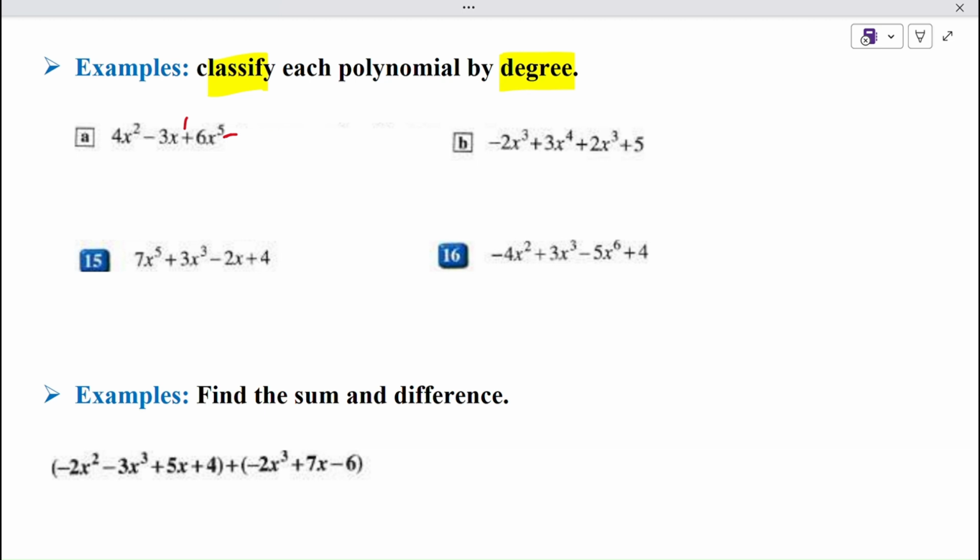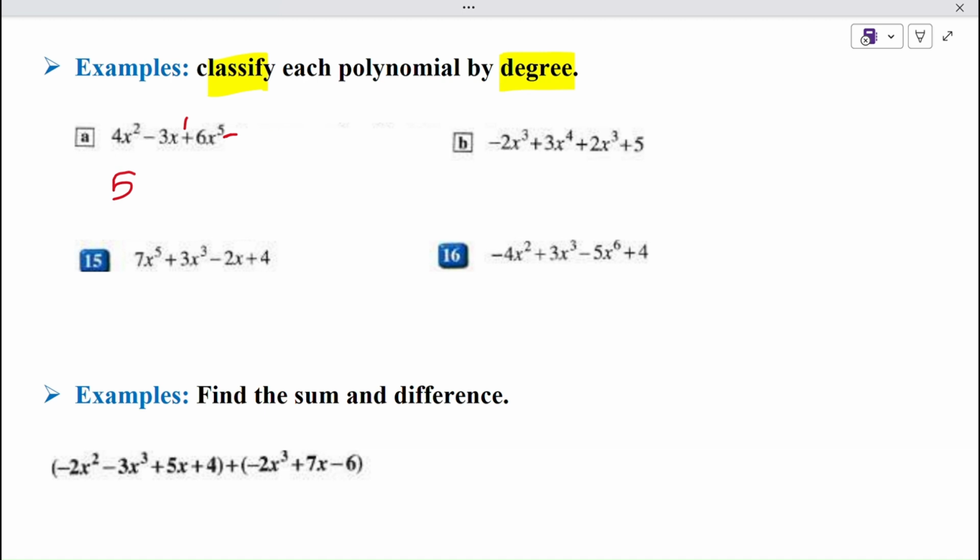Just look at the degree. 2, 1, 5. So which one is greater? Of course 5. So this polynomial is of degree 5.